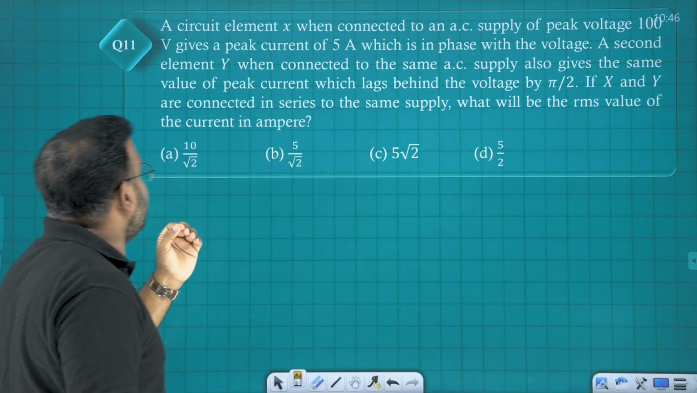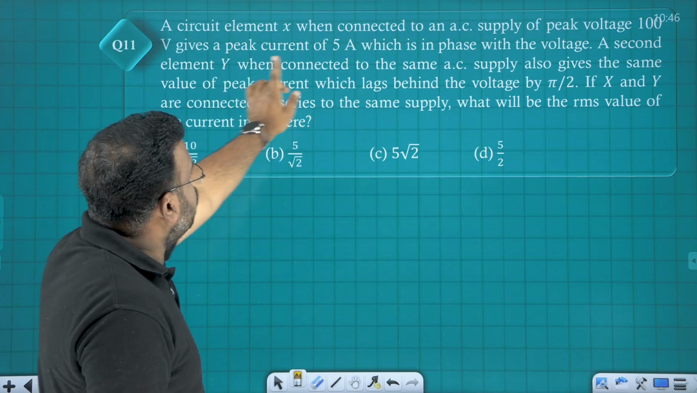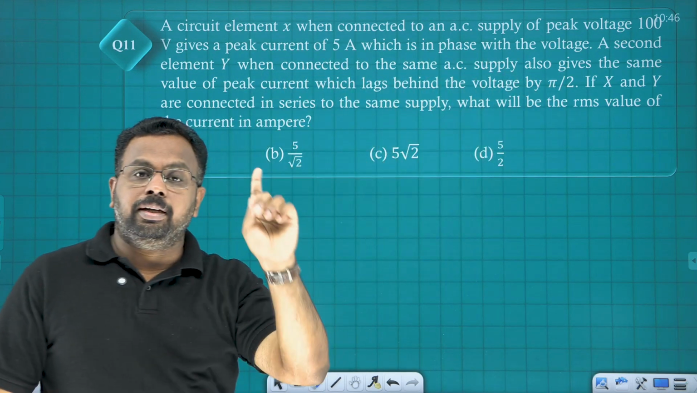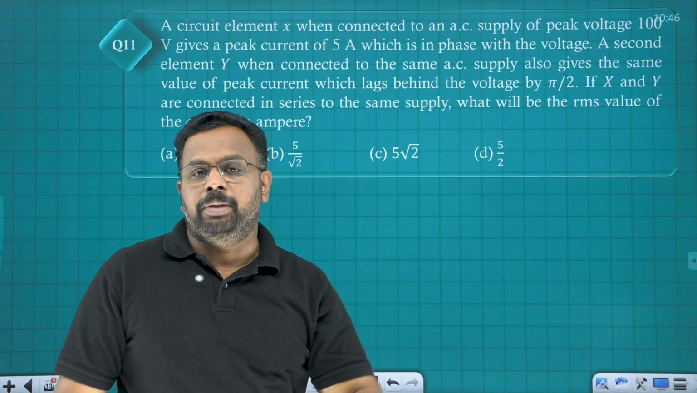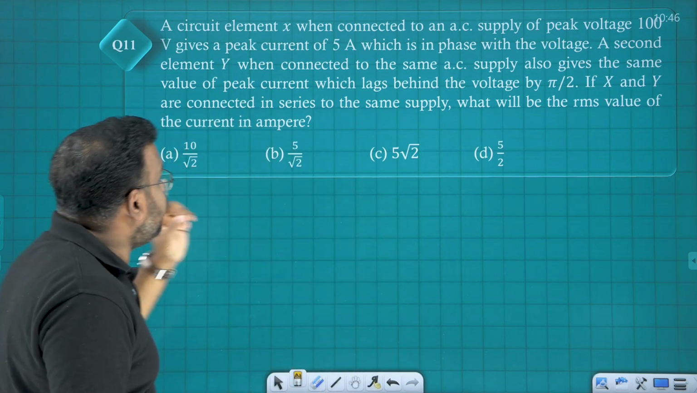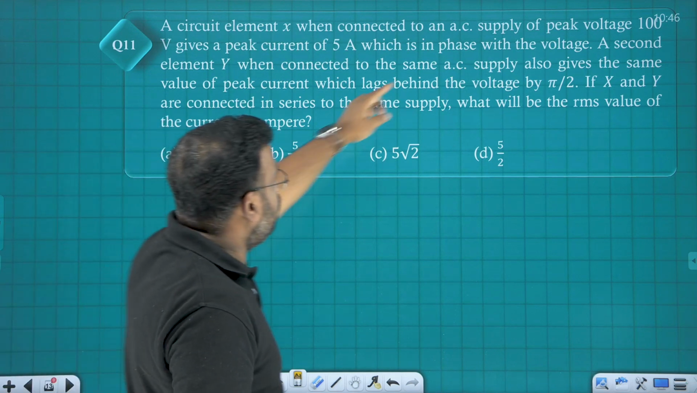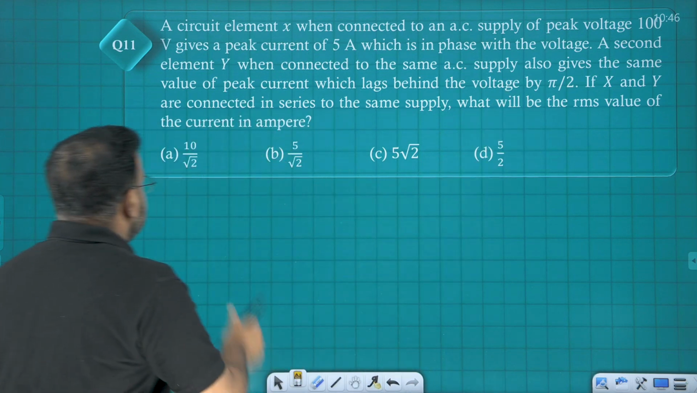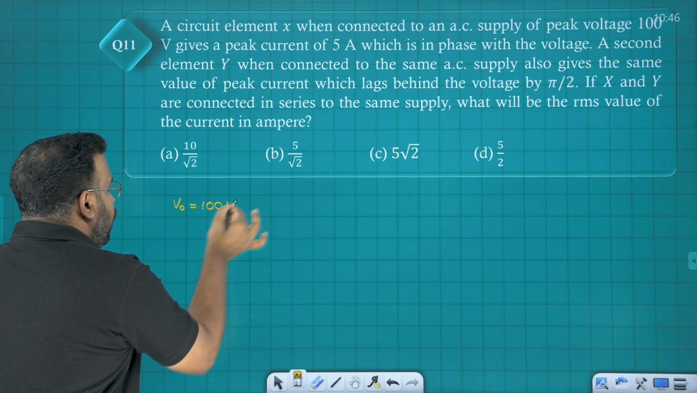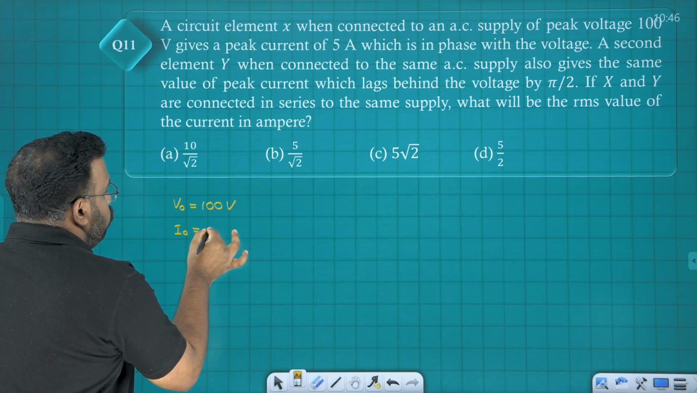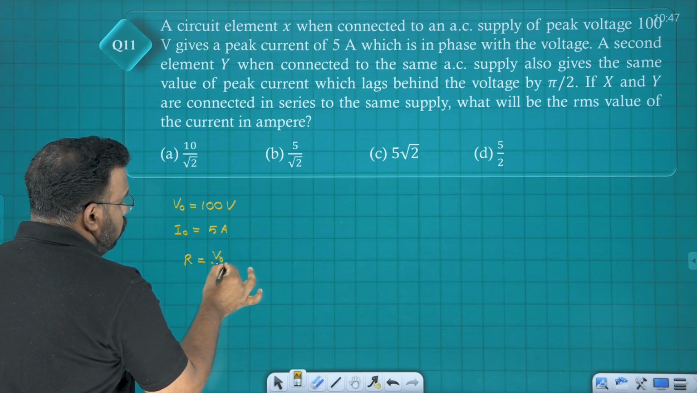So you have to check this carefully. Initially, a circuit element X, when connected to an AC supply, is in phase. You know that current and voltage are in the same phase when one element is connected in an AC circuit. Which element is that? That is nothing but the resistor. So case 1 is a resistor. Given peak voltage V naught is equal to 100 volt, and peak current I naught is equal to 5 ampere. So R is equal to V naught by I naught.